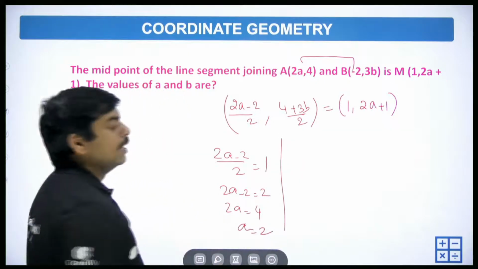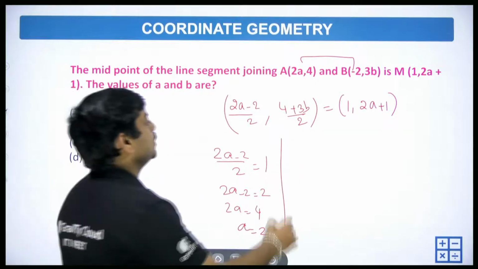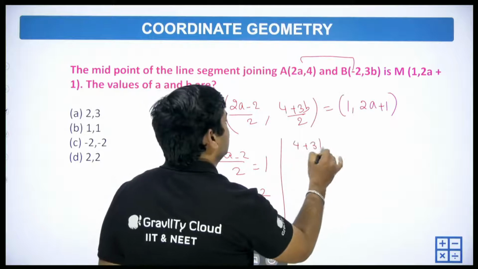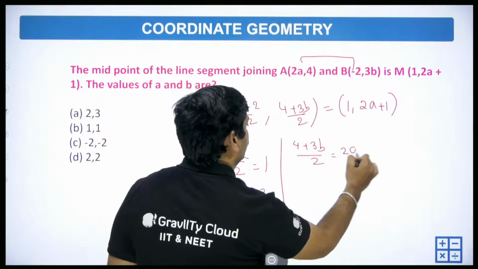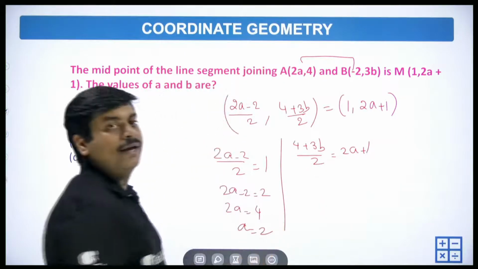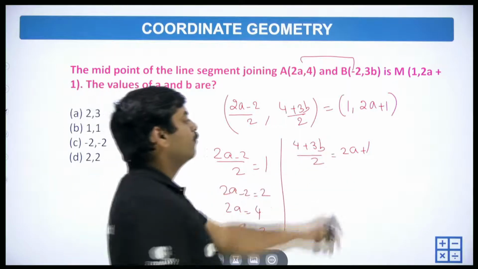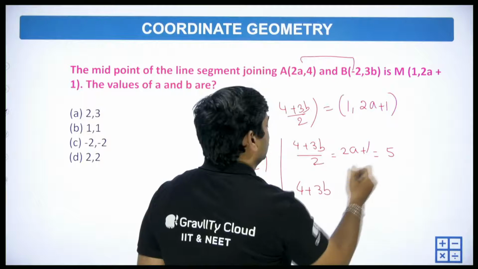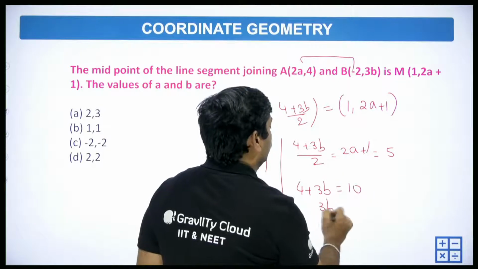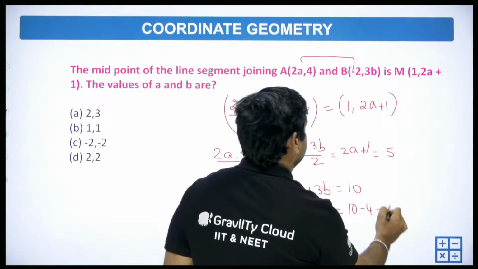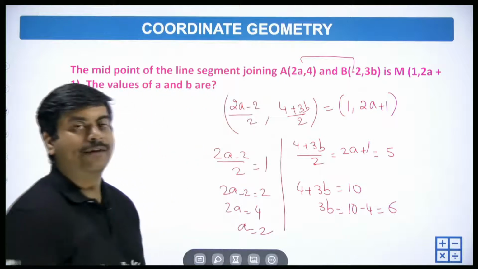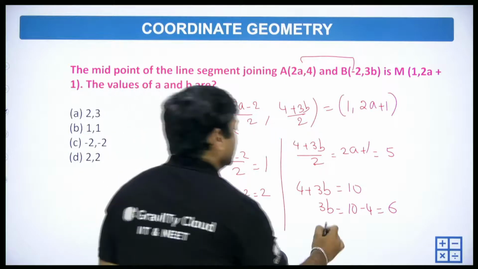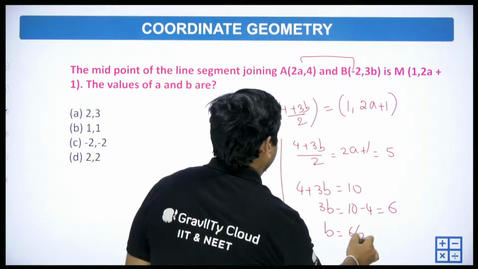What about the next one? Okay. So (4 plus 3b) by 2 is equal to 2a plus 1. What is a? A we already got the value as 2, right? So 2 times a is 4, 4 plus 1 is 5. So (4 plus 3b) is equal to 5 times 2, which is 10. And 3b is equal to 10 minus 4, which is 6, correct? And b is equal to 6 by 3, which is 2.